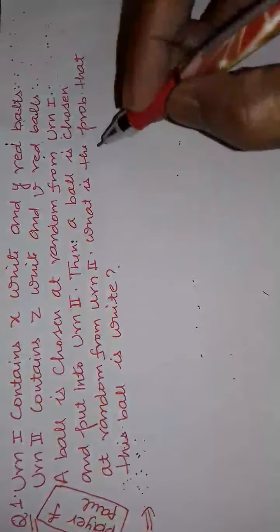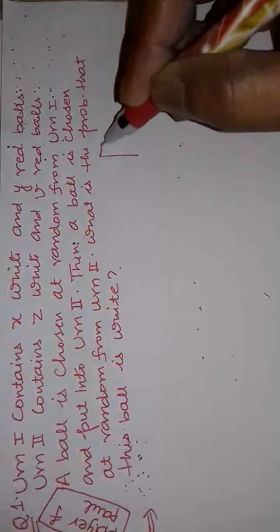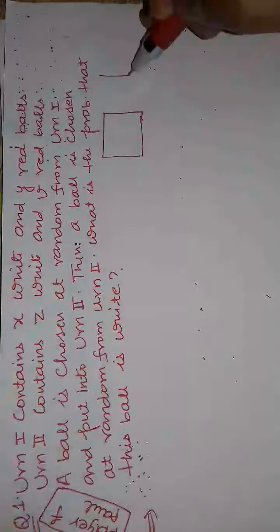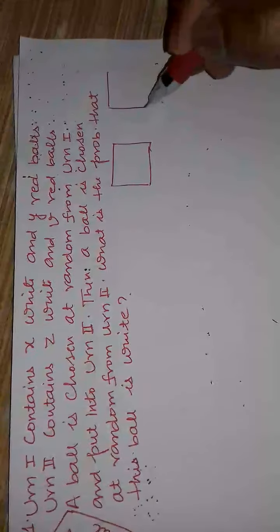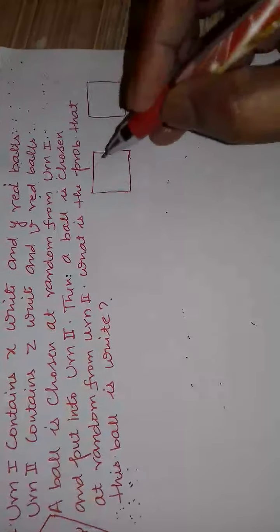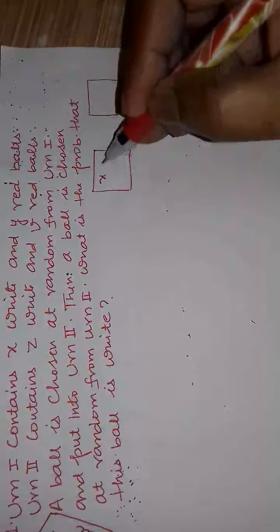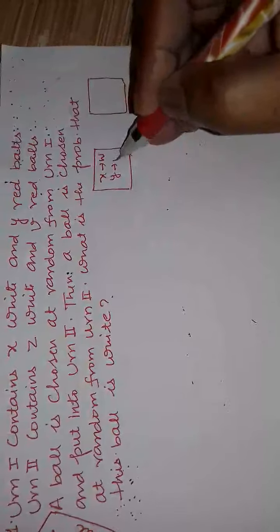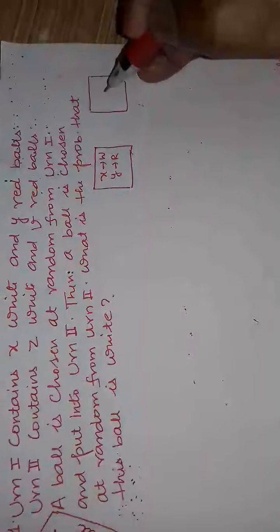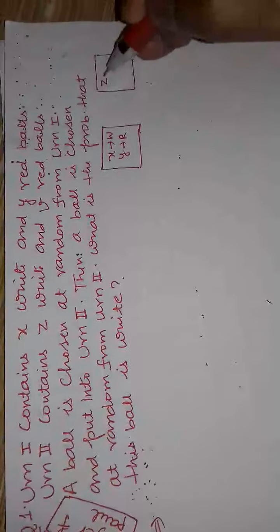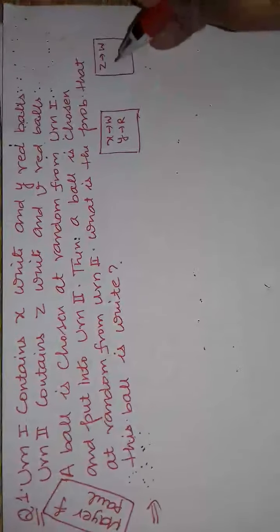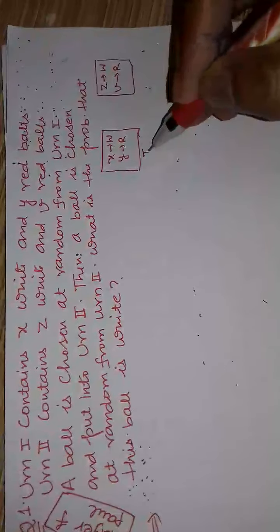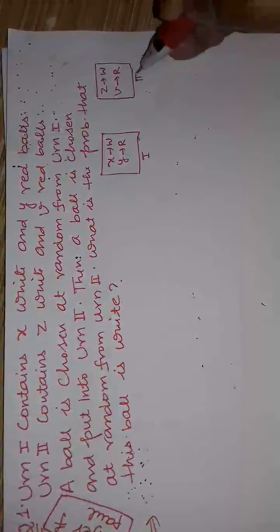So there are two urns. Suppose that this is urn first and this second one is urn second. The first contains X white and Y red balls, and the second contains Z white and V red balls. Name them as the first urn and the second urn.